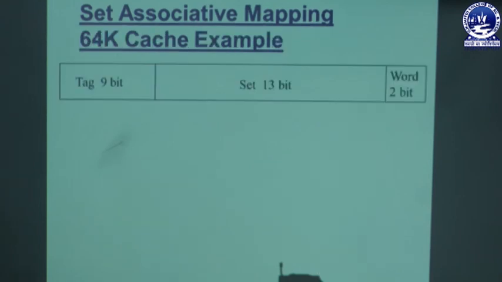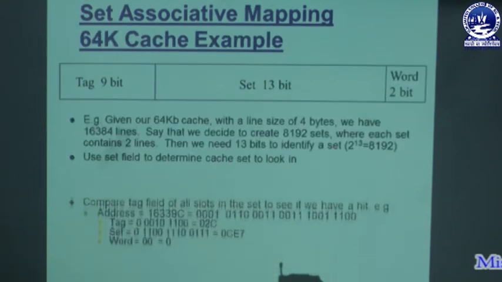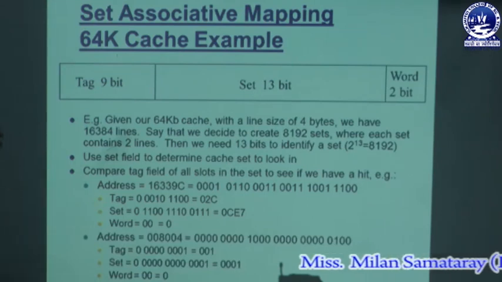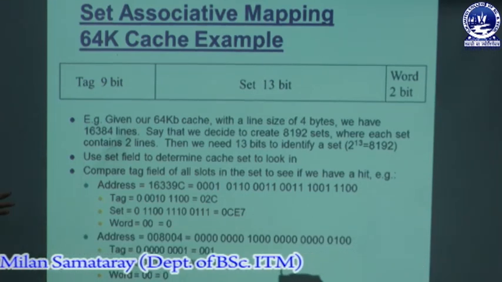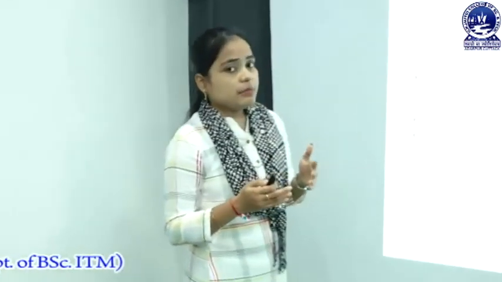And this is the example of set associative mapping. If you have any doubt regarding associative mapping or direct mapping, you can go to my previous lectures.